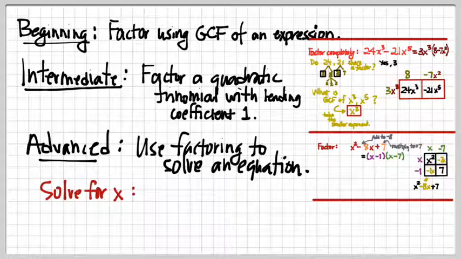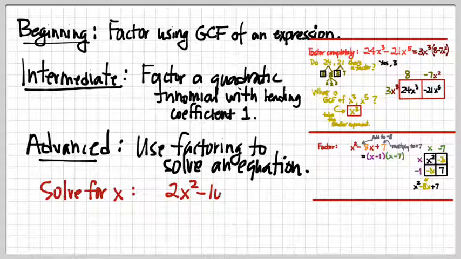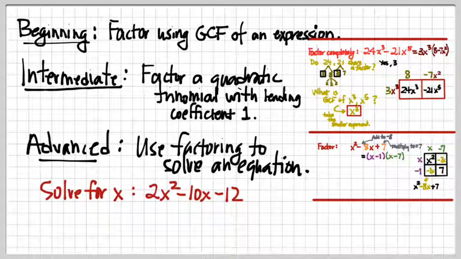So I'm going to give you an equation. Let's say my equation is 2x squared minus 10x minus 12 is equal to, let me scoot this over a little bit so I have some room, x squared, how about x squared plus 9. So here's an equation. I want to solve it for x.